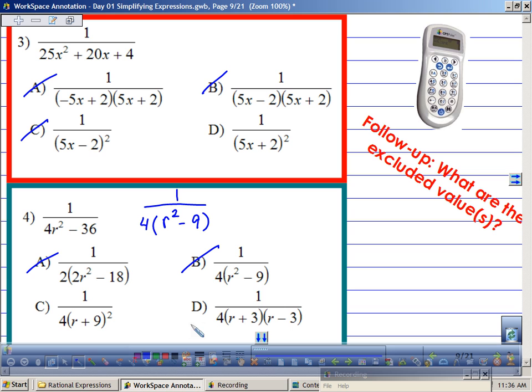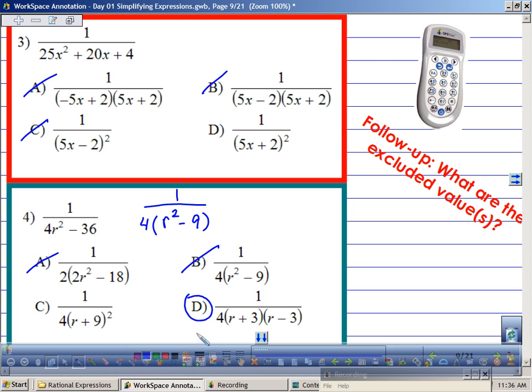So why is this not the right answer? Because I can go further. This is correct, but it's not done yet. Because r squared -9 is what, Mario? That's the difference of 2 squares, right? So r squared -9 is really r plus 3, r minus 3. So the answer is D, not C.